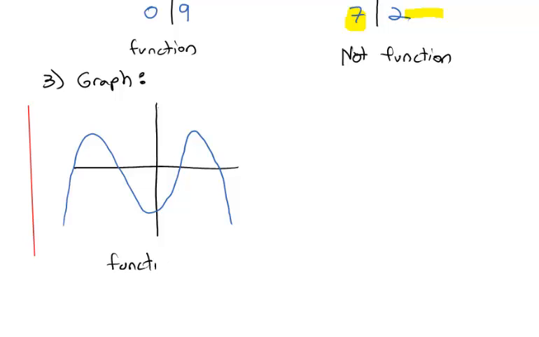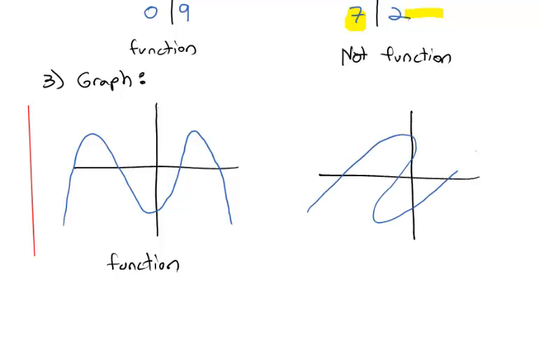Function. Because each input has one output. Each vertical line only hits the graph once. Now contrast this with this other graph that I'm going to draw here.